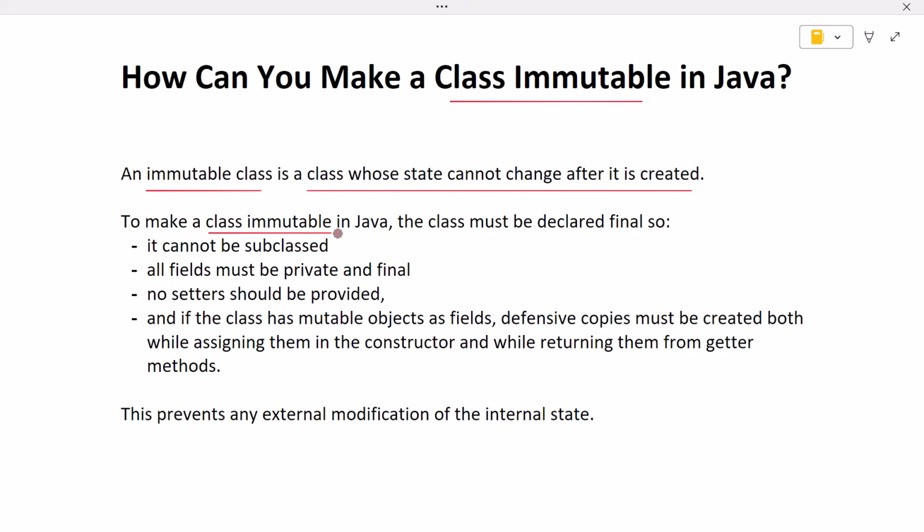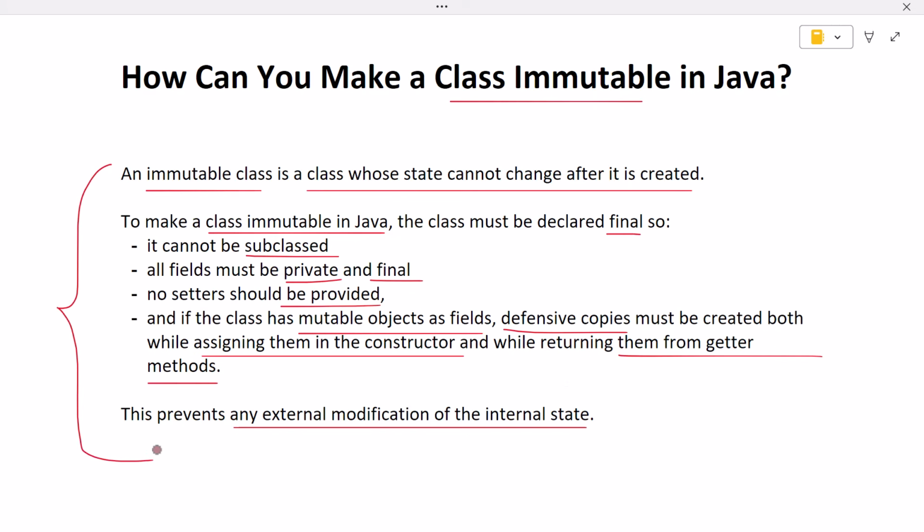To make a class immutable in Java, the class must be declared final, so it cannot be subclassed. All fields must be private and final. No setters should be provided. And if the class has mutable objects as fields, defensive copies must be created, both while assigning them in the constructor and while returning them from getter methods. This prevents any external modification of the internal state. That is the full interview-ready answer.